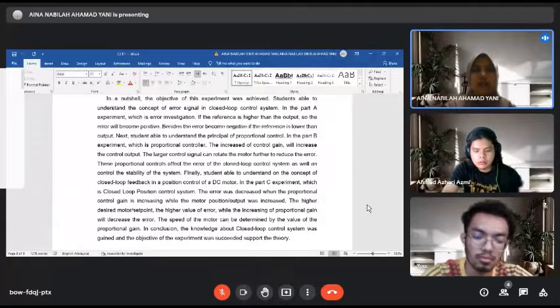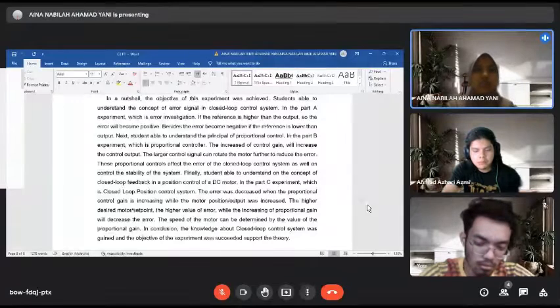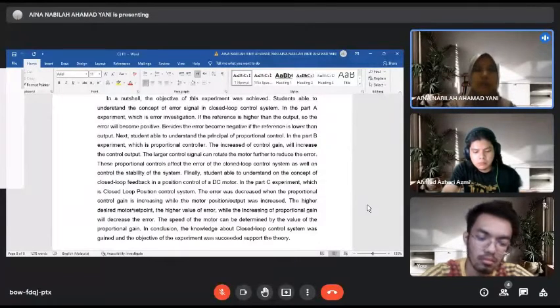Next, students are able to understand the principle of proportional control. In part B of the experiment, which is the proportional controller, the increase of control gain will increase the control output. The larger control signal can rotate the motor further to reduce the error. This proportional control affects the error of the closed loop control system as well as the stability of the system.